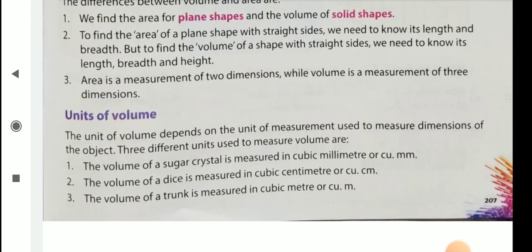Then units of volume. The unit of volume depends on the unit of measurement used to measure dimensions of the object. 3 different units used to measure volume are: the volume of a sugar crystal is measured in cubic millimeter, or the volume of a dice is measured in cubic centimeter, and the volume of a trunk is measured in cubic meter. So like this, children, we use the units for volume.